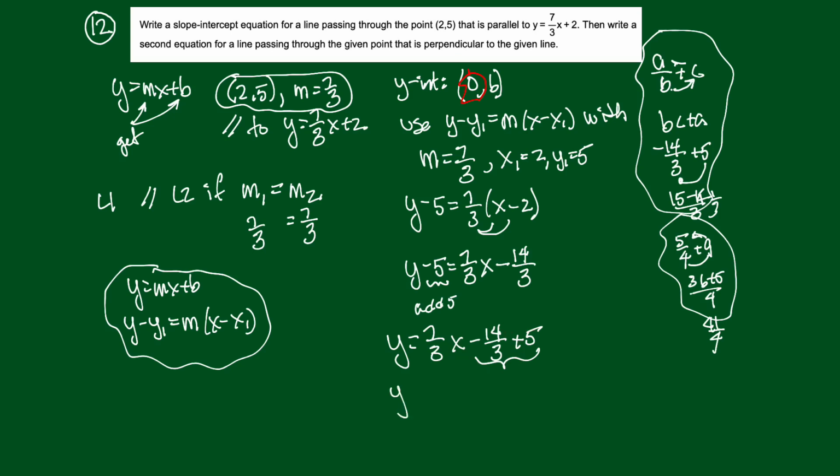So I'm going to get y equals 7/3. Now, what did we just say? It's going to be minus 14. 3 times 5 is 15, all over the 3. And now right here, negative 14 plus 15 is a 1. So we're going to get y equals 7/3 x plus 1/3.